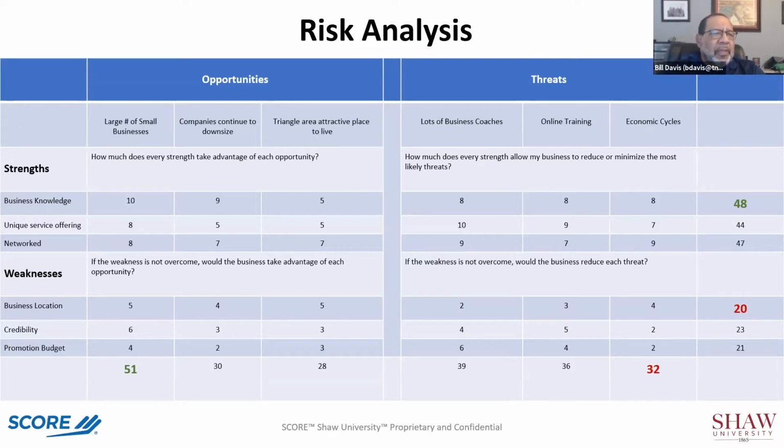So what I've done across the top of this chart is I've listed my opportunities and my threats. So you'll see large number of small businesses, companies continue to downsize, triangle area is an attractive place to live. The threats are lots of business coaches, online training, and economic cycles. And then I've listed my strengths and my weaknesses. Those are the things that I can control and do something about. The opportunities and the threats I can only take advantage of and react to.